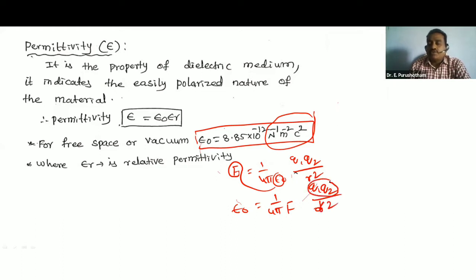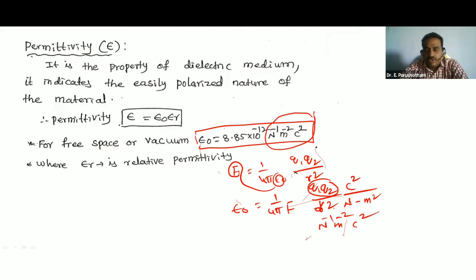So q1 is in Coulomb, q2 in Coulomb, so this is Coulomb square. Force is in Newton, distance square is meter square. So we can write this as per Newton per meter square Coulomb square. You just remember it like this: 8.85 into 10 to the power minus 12 per Newton per meter square Coulomb square.